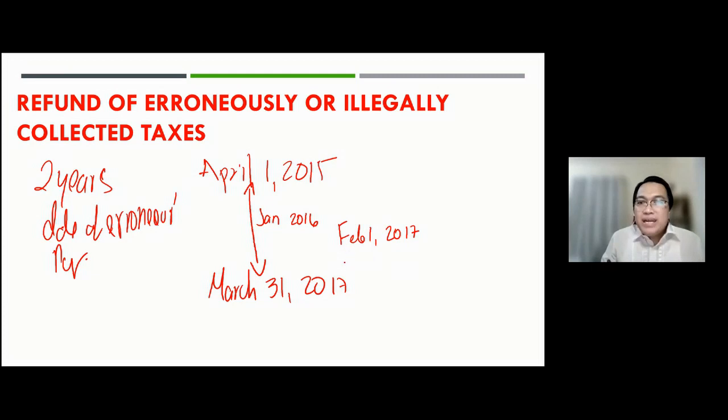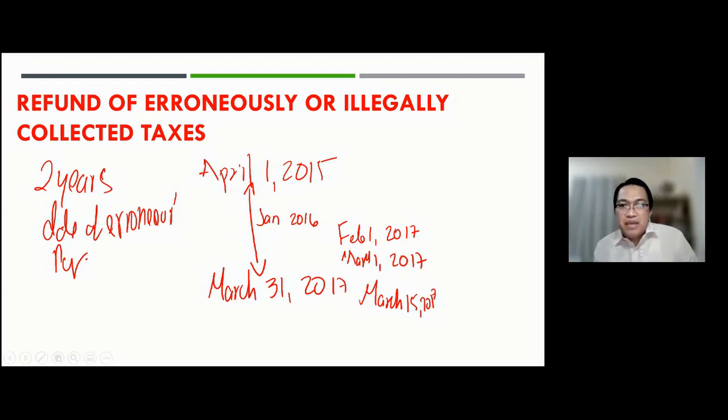Okay. Now, what if na-receive mo yung adverse decision March 1, 2017? Do you still have 30 days to file an appeal to the CTA? Yes. You have until March 31 to file an appeal to the CTA. What if na-receive mo yung decision March 15, 2017? Do you still have 30-day period to file an appeal to the CTA? No more 30 days. But you have what? 16 days only or until March 31 to file an appeal to the CTA.